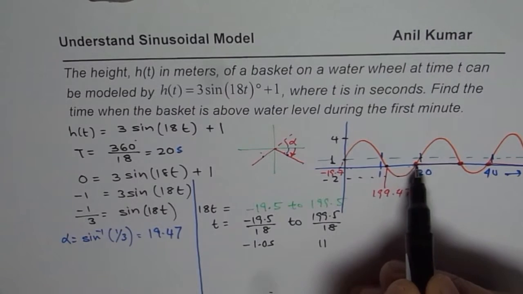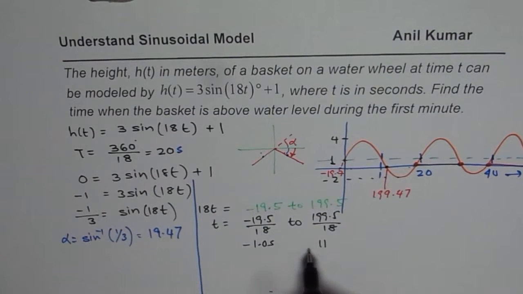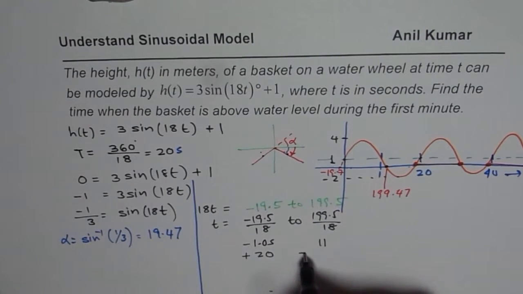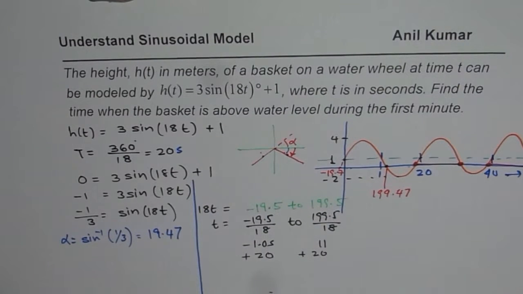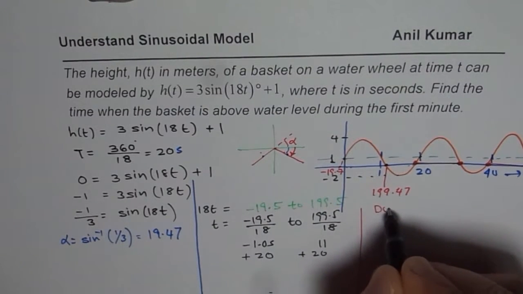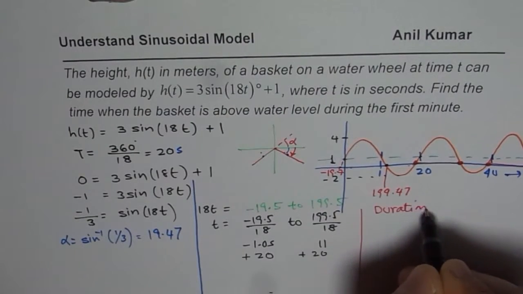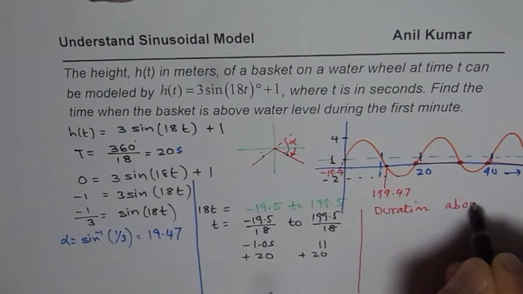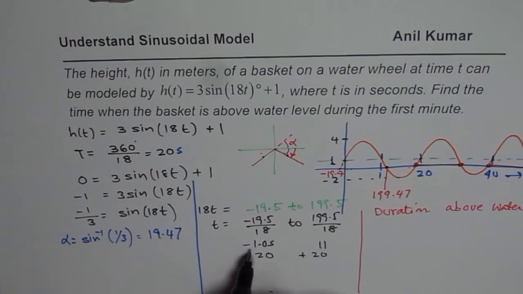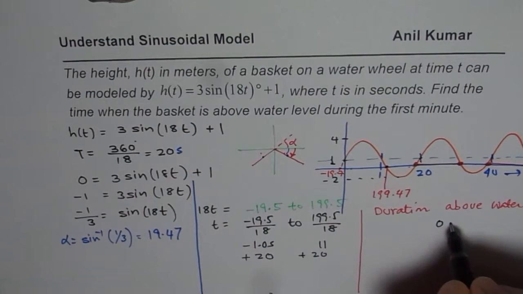Next time, when will it be? You have to add 20 to each, right? So keep on adding 20 because the cycle is of 20. So keep on adding 20 to get more solutions, correct? So what we get here is the solution, which is kind of like this. So the duration above water will be, we will start with 0, not minus. So first will be from 0 to 11 seconds, correct?